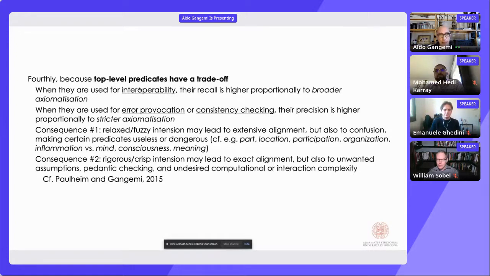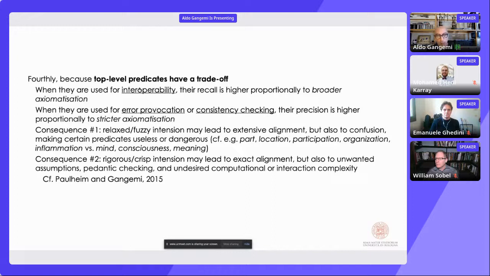On one hand, if you have a relaxed or fuzzy intention, this may lead to more alignment, but also to confusion. And this sometimes could be acceptable. For example, if you have a general notion of part without being too specific, or location, or organization, or inflammation in medicine, which is basically understood by physicians. But on the other hand, if you use very general and quite vague notions like mind or consciousness, this might be a problem, because you don't know what you're talking about, even if they can be articulated in a more specific manner.